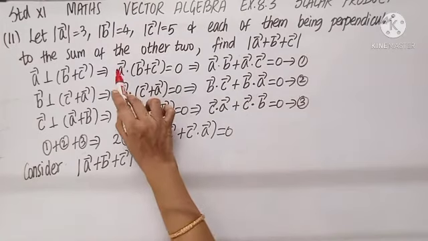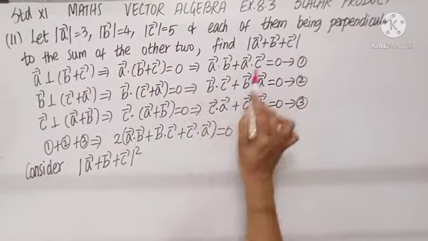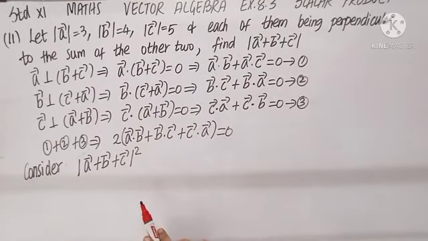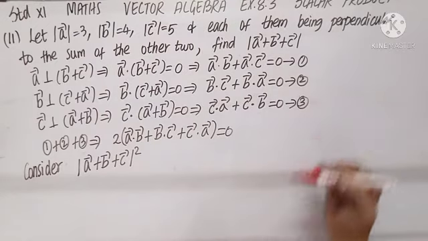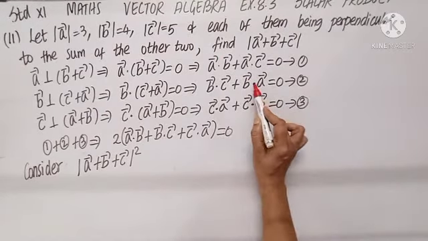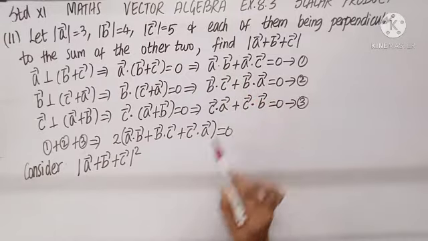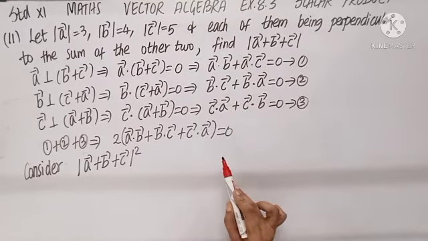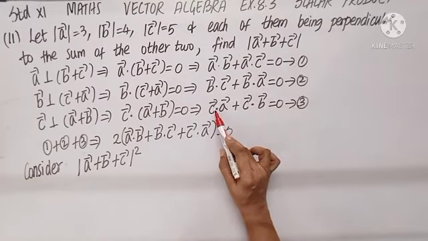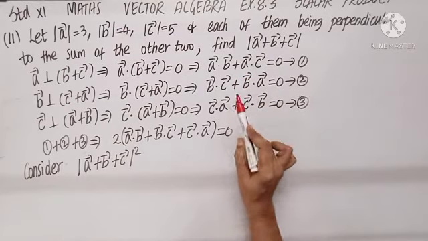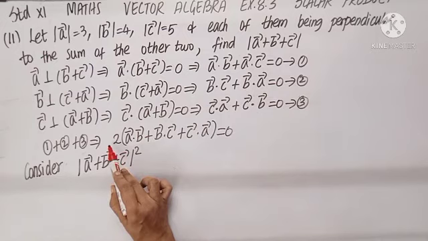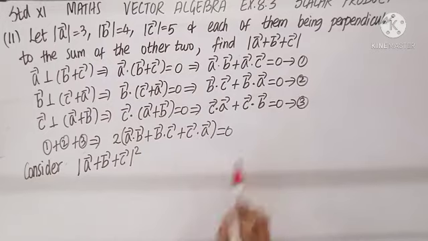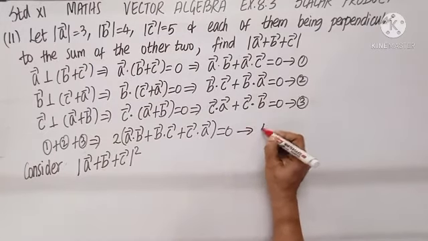As we know the distributive law, A dot B, A dot C, B dot C, B dot A, and C dot A, C dot B. As we add all the three equations, A dot B, B dot A, 2 times A dot B, B dot C, C dot B, 2 times B dot C, A dot C, C dot A, 2 times A dot C. So 2 times I can keep as common. 2 into A dot B plus B dot C plus C dot A equals 0. Use this condition as 4.